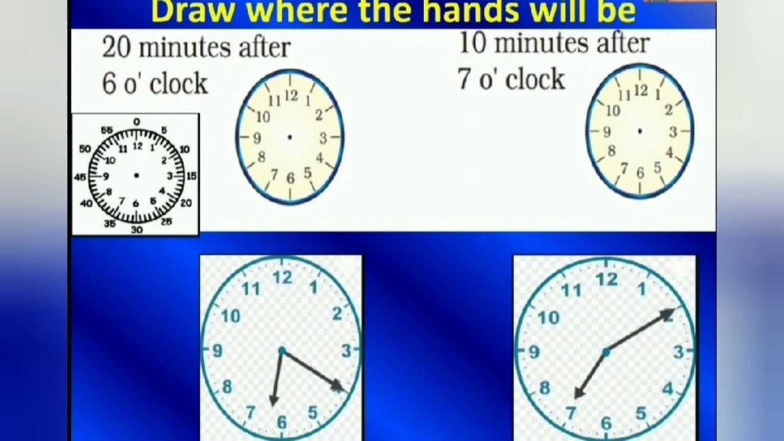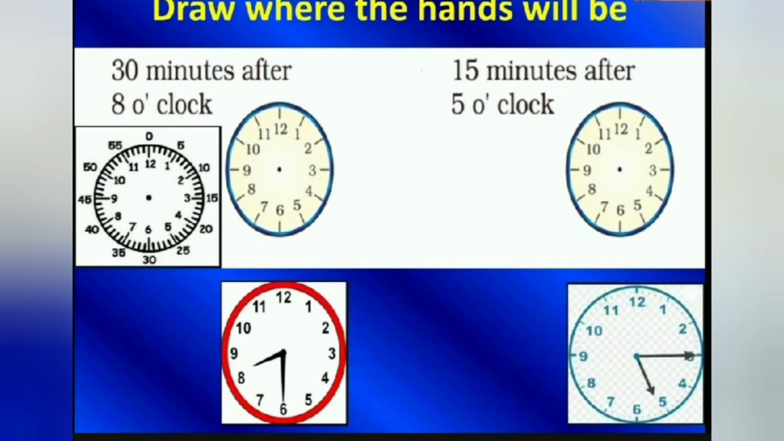Next exercise is draw where the hands will be. Exercise A, 20 minutes after 6 o'clock. So our hour hand will be on 6 and the minute hand will be on 4. That means 6:20. Now exercise C, 10 minutes after 7 o'clock. That means our hour hand will be on 7 and the minute hand will be on 2 as shown in the picture.